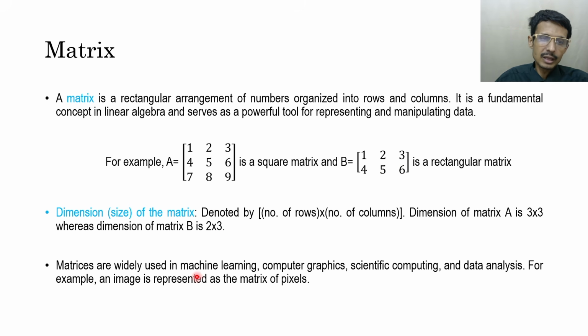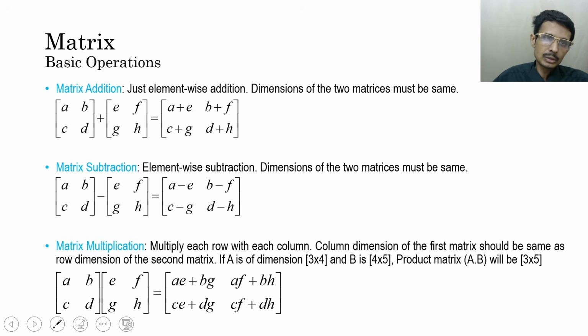So matrices are widely used in machine learning, computer graphics, scientific computing, data analysis, and so on and so forth. For example, an image is represented as a matrix, as we said. Now, what are the basic operations? First of all, matrix addition. It's very easy, just element-wise addition. Dimension of the two matrices must be the same. So this is a 2 by 2 matrix, another 2 by 2 matrix, and just A plus E, B plus F, C plus G, D plus H, and so on.